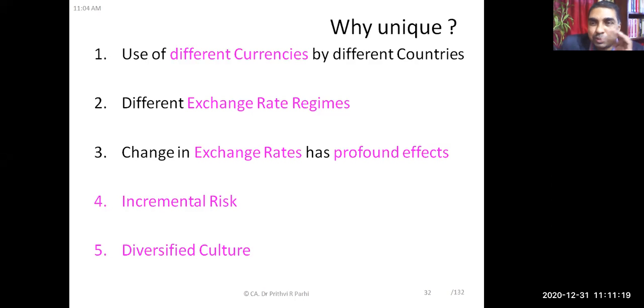Even product specification. Let us say you are producing a particular product in a particular color. That color may be acceptable in one country, may not be acceptable in some other country. They may think that is an unlucky color or something. They don't like this. There are many examples like that. Cultures are diversified, so that affects international business.